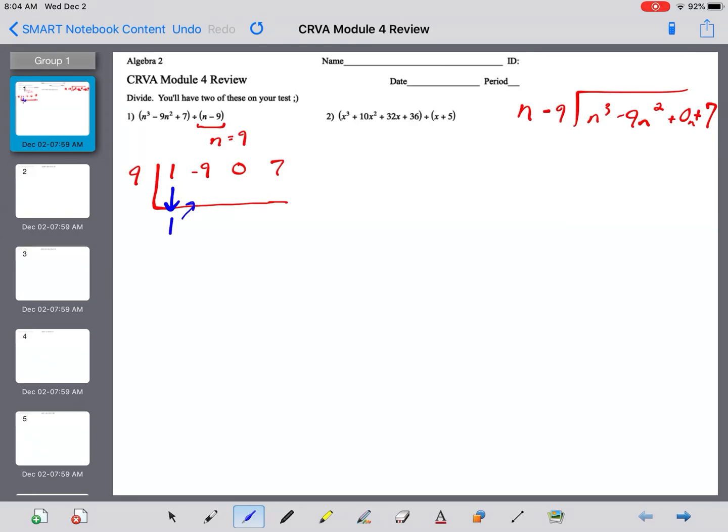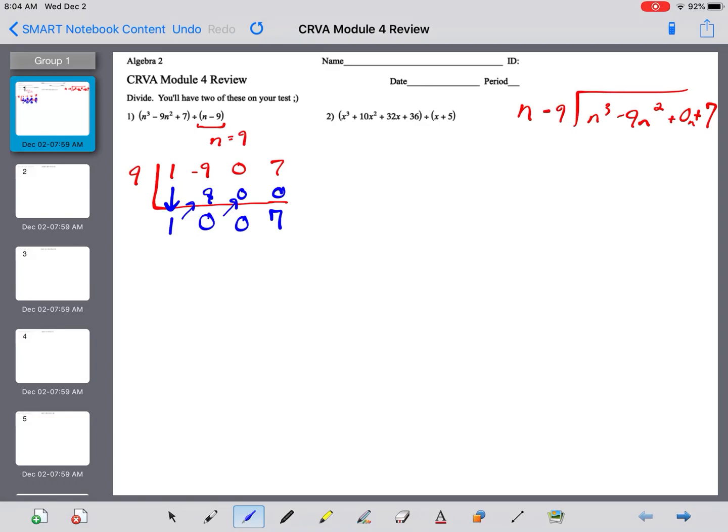We always take our leading coefficient, this 1 in this case, and drop it down. Now we multiply it by our multiplier out in front, which is 9. Now we add these two numbers together, we get 0. Now we multiply 0 and 9. We get 0, add the zeros together. Now take 0 times 9, and we get 0. And now add 7 and 0, and we get 7.